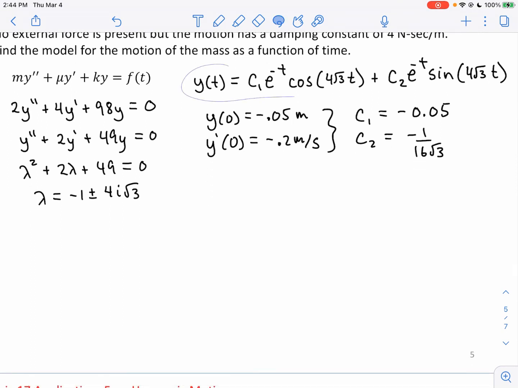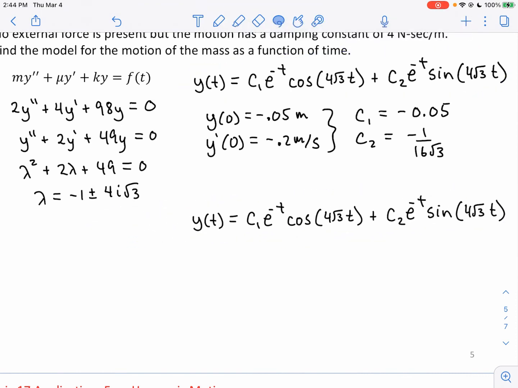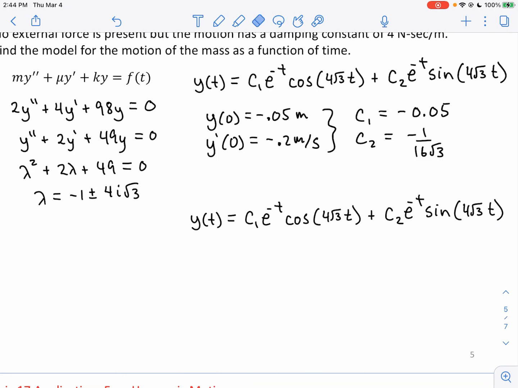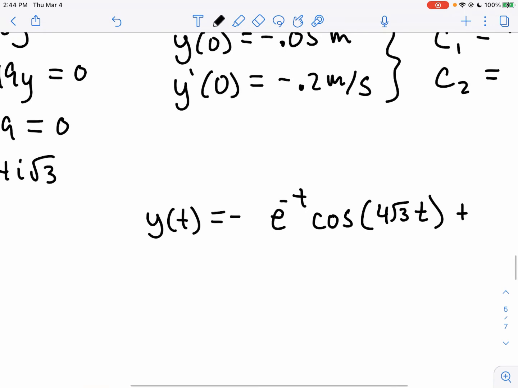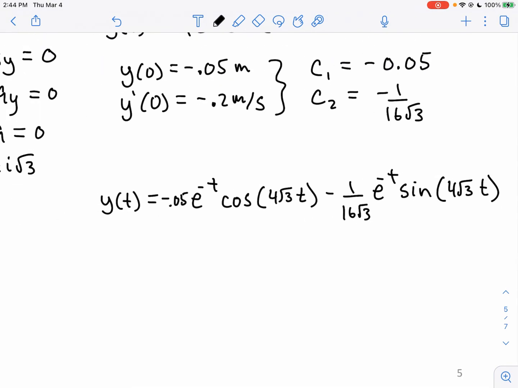Therefore, our particular solution, let me copy and paste this, replace the C1 and the C2 with their values. C1 is -0.05, and C2, let's make this subtraction, -1/16 radical 3 e to the negative t times sine 4 radical 3t. Now, if you like, you could factor out the e part. Let me make this look a little bit better over here.